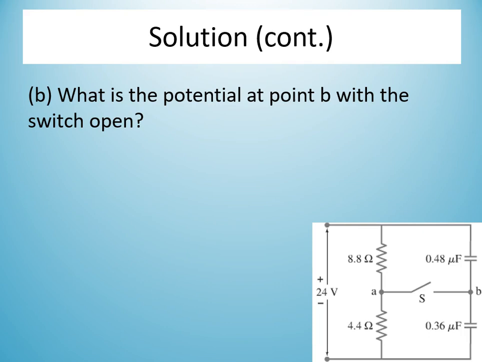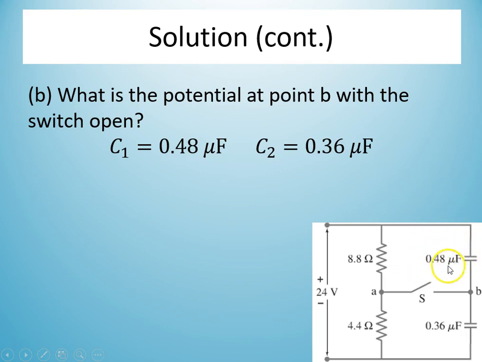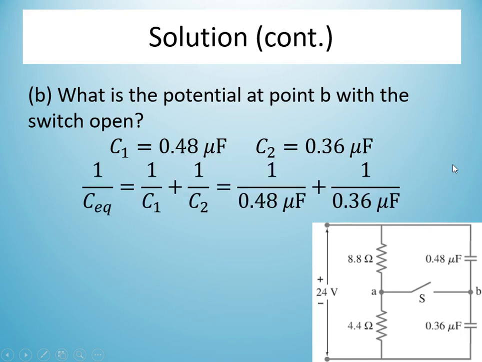How about the potential at point B when the switch is open? Well, to do this, we need to figure out what sort of charge is on these capacitors, and that's going to allow us to figure out the voltage drop across each capacitor. In particular, what we care about is the voltage drop across this capacitor right here, the first one, because then we just do 24 volts minus that voltage drop, and that ends up being the potential at B, similar to how we got the potential at A.